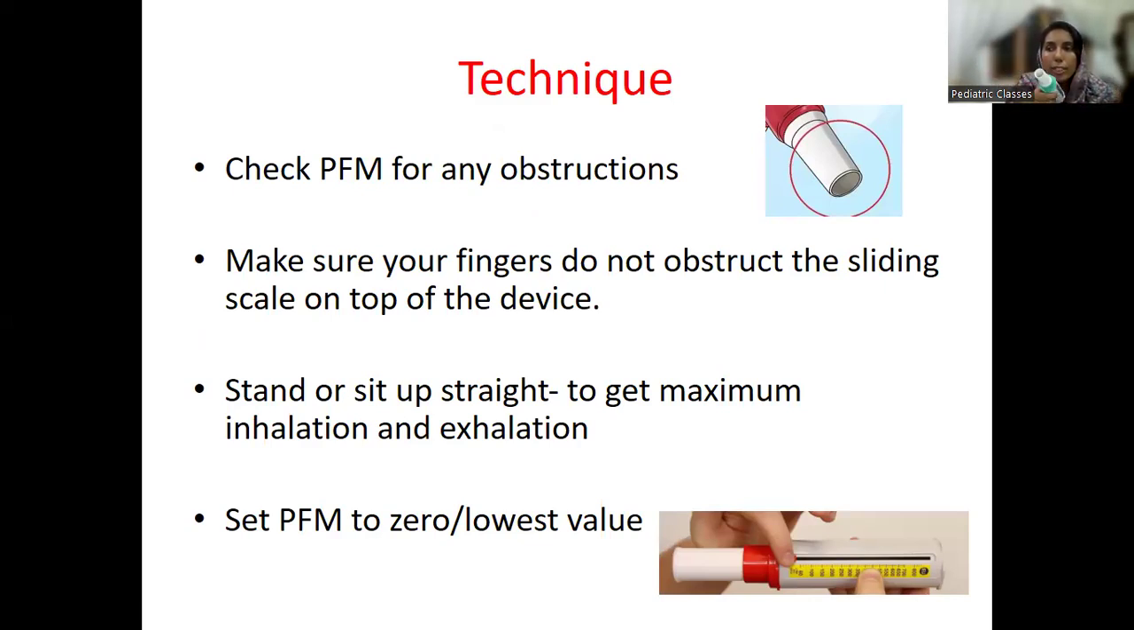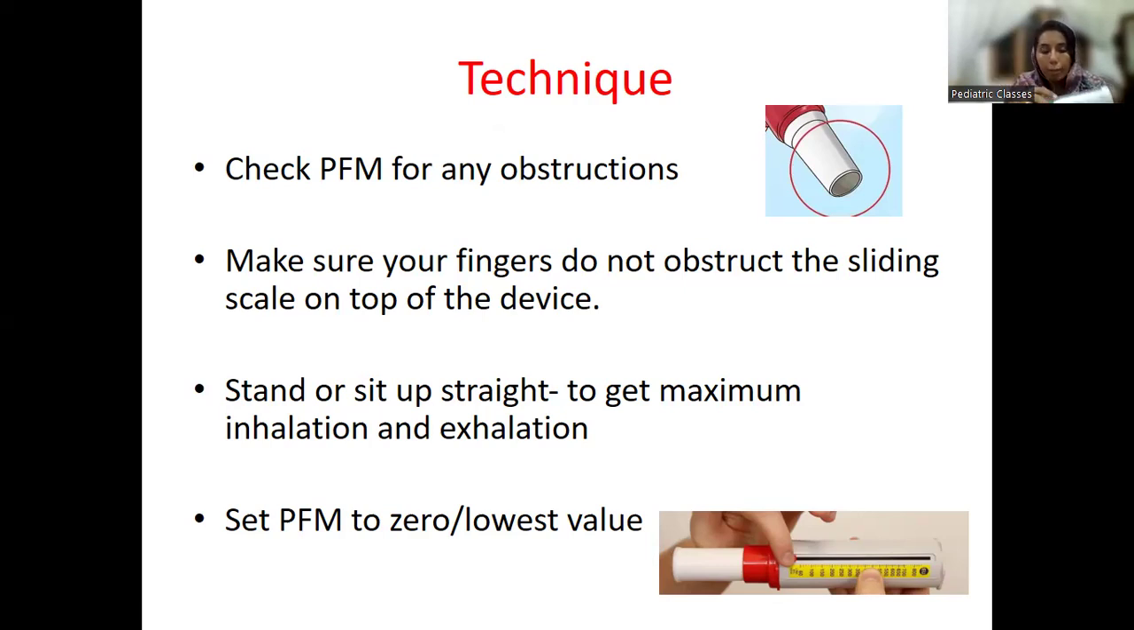You have to check the mouthpiece for any obstructions. Make sure whenever you're using it, don't put your fingers crossing the sliding scale on the top of the device. You have to make the patient either sit up or stand to get the maximum inhalation and exhalation. Don't make them sit in a hunched posture, so they won't be able to do a full inspiration and expiration.